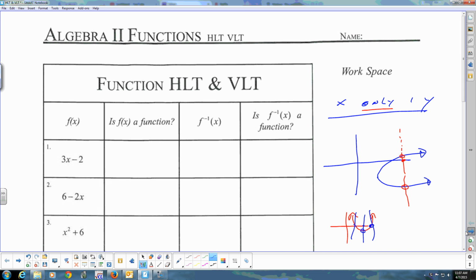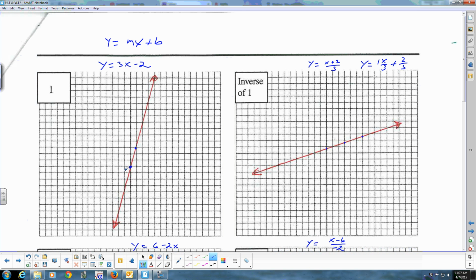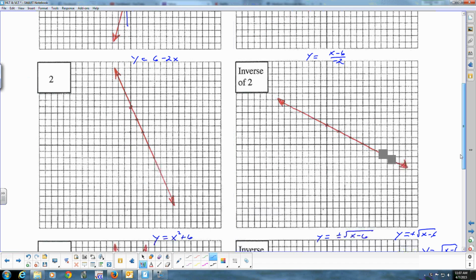So coming back over to these, if you draw a vertical line through it, it's only hitting it once, right? So yes, it is a function. Draw a vertical line through these. Yes, it is a function. So these first pair aren't that exciting.